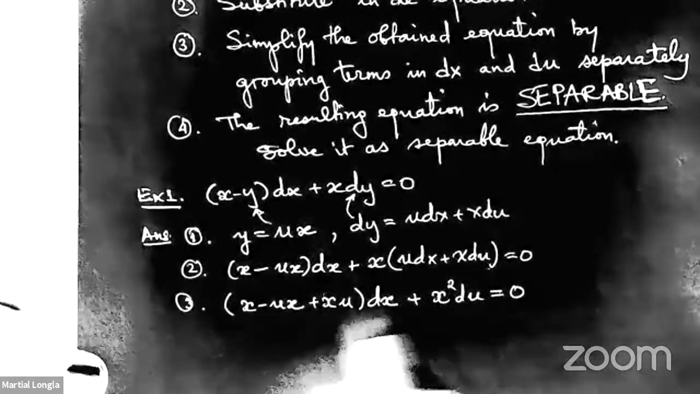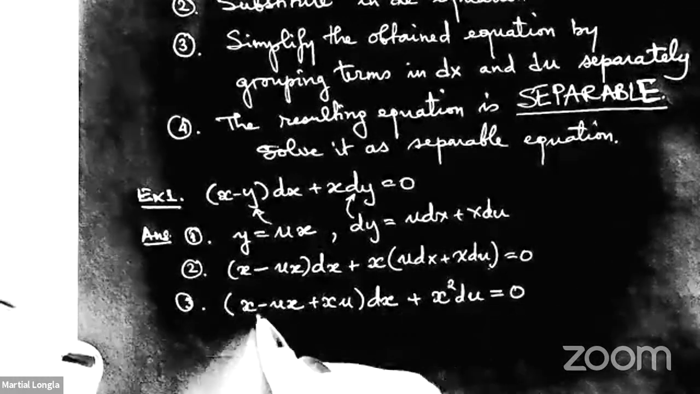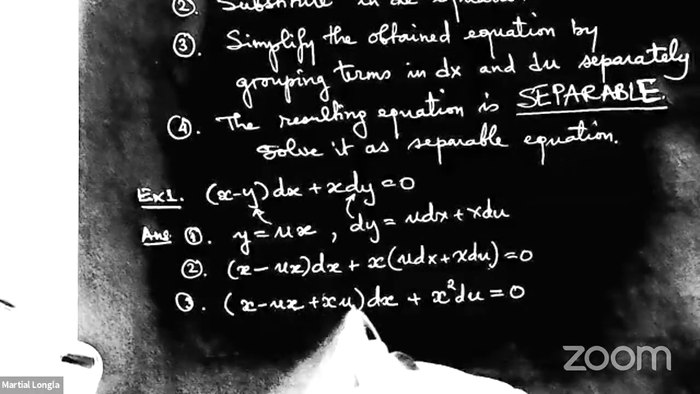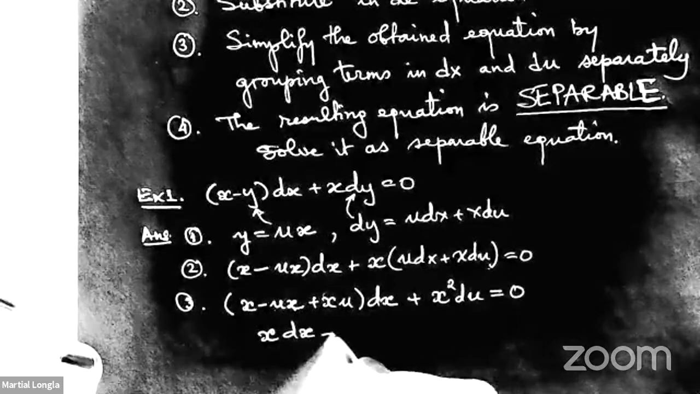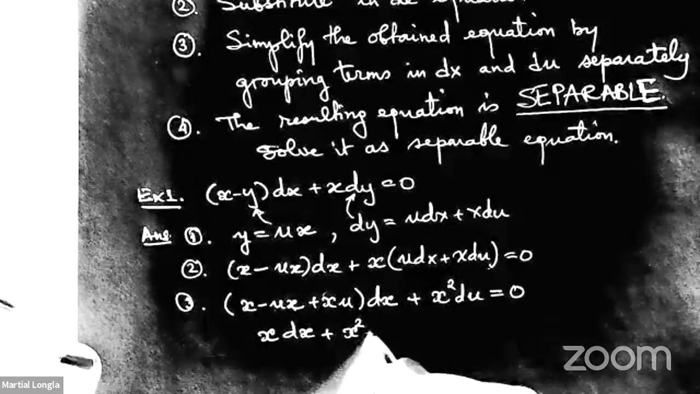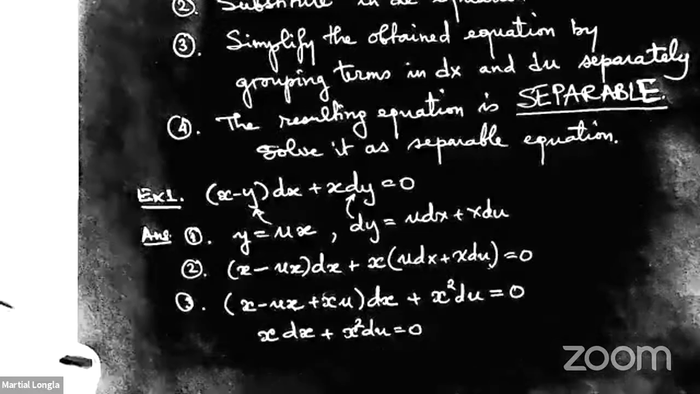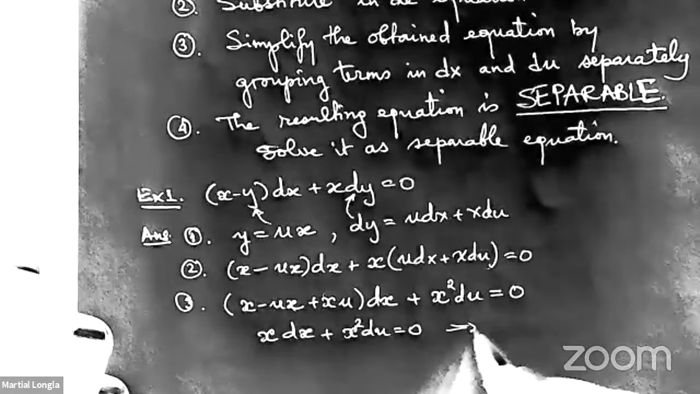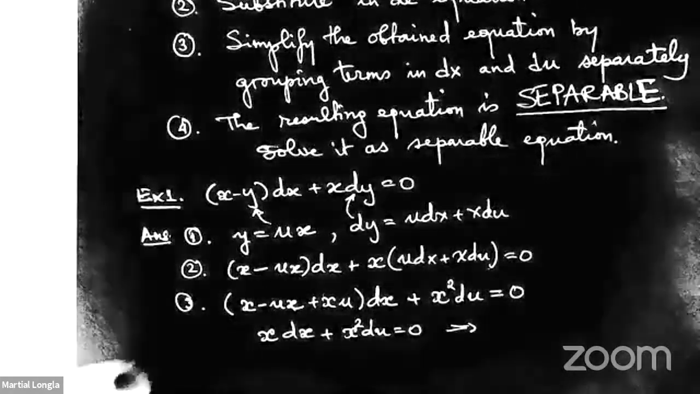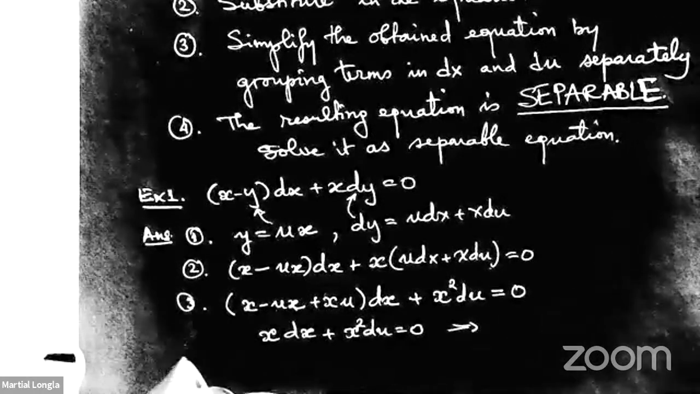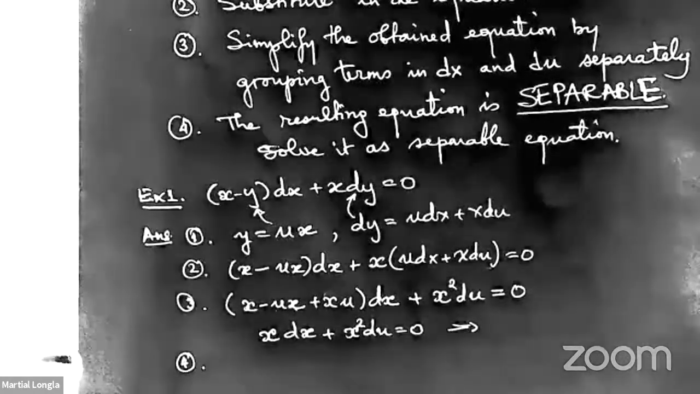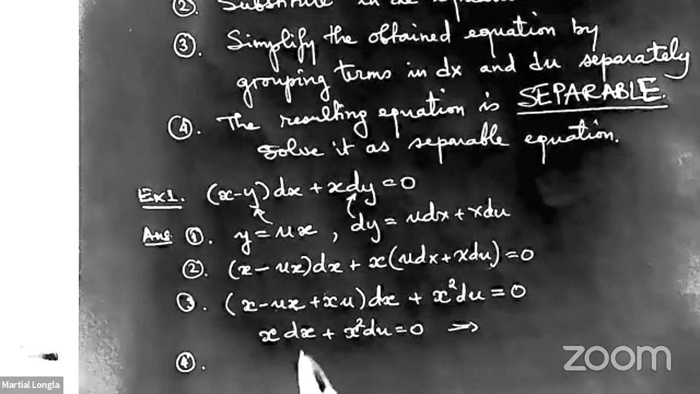Now you can do all the algebra that you want in between here. So x minus xu plus xu, they cancel. That's x dx plus x squared du equals 0. Things cancel. And we said the equation that you obtain is a separable equation. So on that last step, you solve that separable equation.